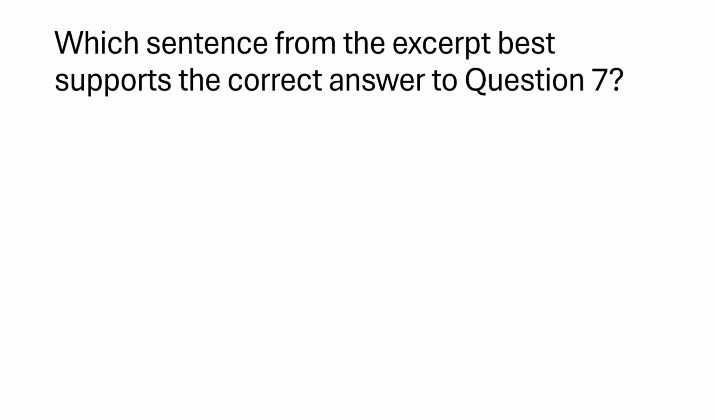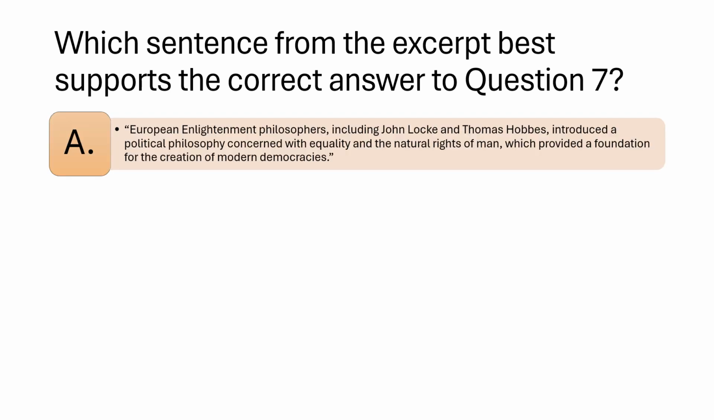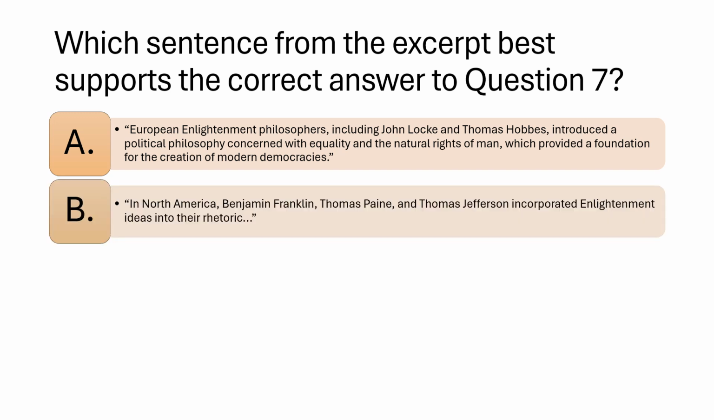Which sentence from the excerpt best supports the correct answer to question 7? A. European Enlightenment philosophers, including John Locke and Thomas Hobbes, introduced a political philosophy concerned with equality and the natural rights of man, which provided a foundation for the creation of modern democracies. B. In North America, Benjamin Franklin, Thomas Paine, and Thomas Jefferson incorporated Enlightenment ideas into their rhetoric.